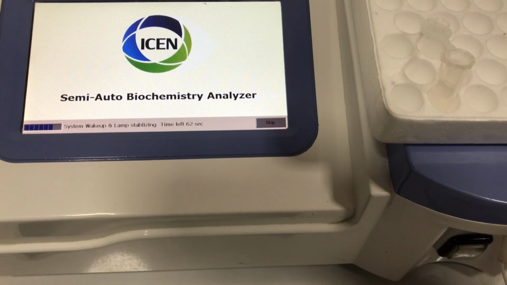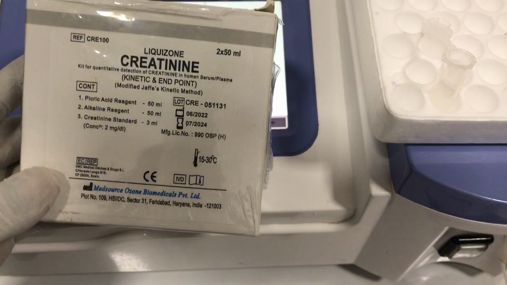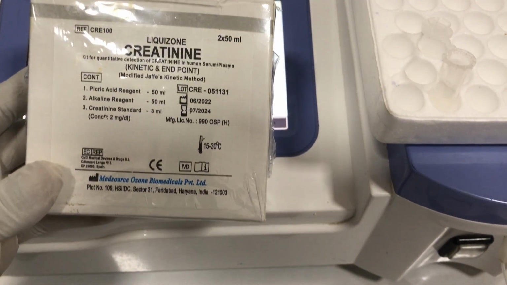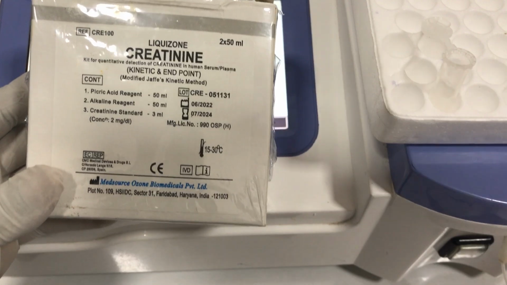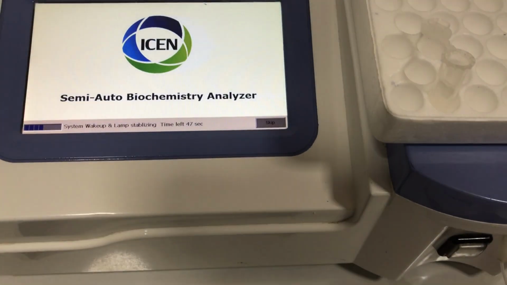So we're going to use MedSource, this reagent. If you're in Ghana, this is one of the commonest ones you will be using. So we're going to learn how to use this reagent MedSource to measure, and then I have a second one. I'm also going to show you how to use it.